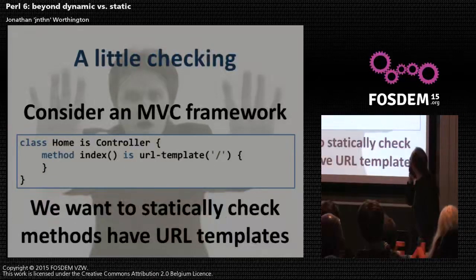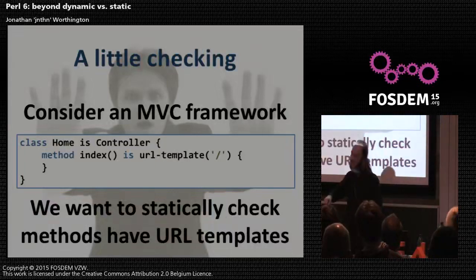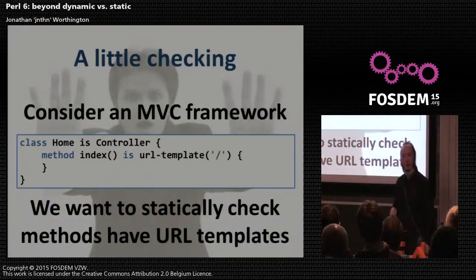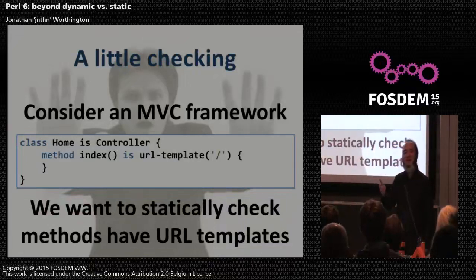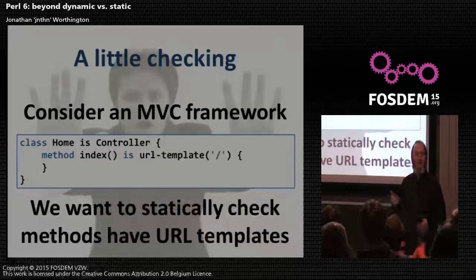Now, what I would like to do is statically check that when this framework is used and you write methods in a controller, you actually use the URL template on all the methods. And if there aren't any, we'd like to tell you at compile time, by the way, you forgot a URL template. Can we do that?